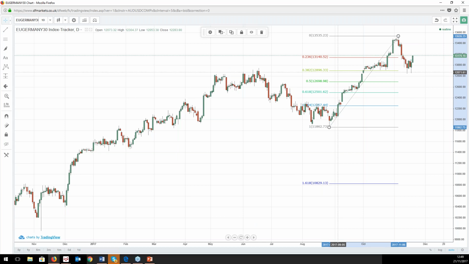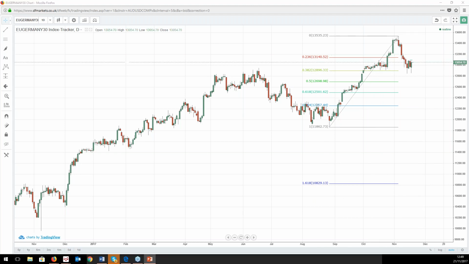Okay, 38.2% of the rally that we saw from the end of August up until that high at the beginning of November is 12,900, and that's where there was support. That was the orange blob on the slides that I showed you last week, and we dipped through here a couple of times and found buyers. So that now looks very strong to me.